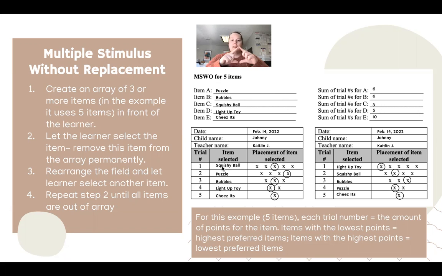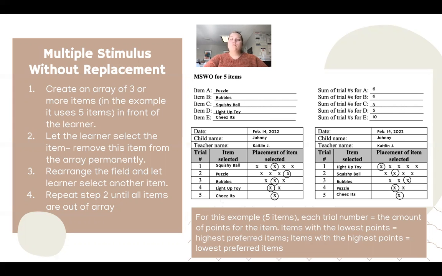You're going to look to the right and look in the field and choose which location the squishy ball was placed. So for the first trial, they had 5 items out. The client selected the one directly in the middle. So you're going to circle the X in the middle. So then that item is then removed. Now we have puzzle, bubbles, light up toy, and Cheez-Its.